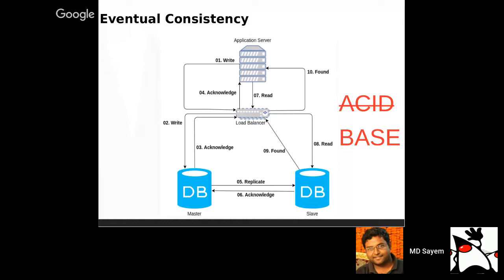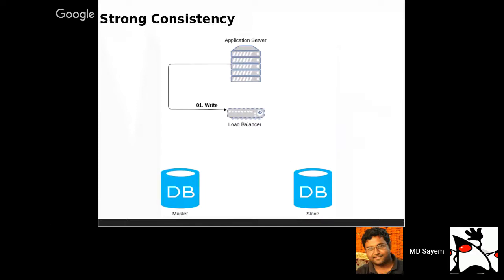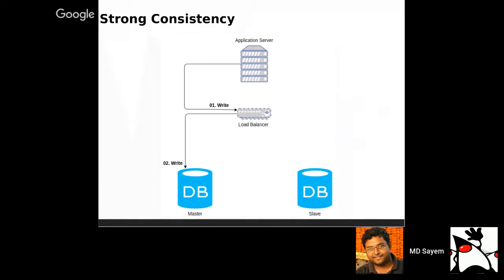Now, what if we need some strong consistency guarantee? The client writes some data, and on the next query, you should always get the same piece of data. You can do that too. As before, the client issues a write request. It goes to the load balancer. The write gets forwarded to the master.